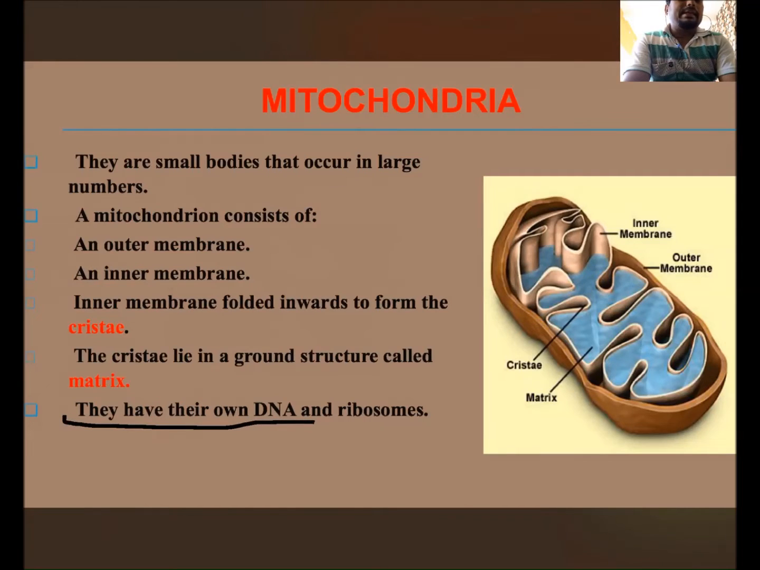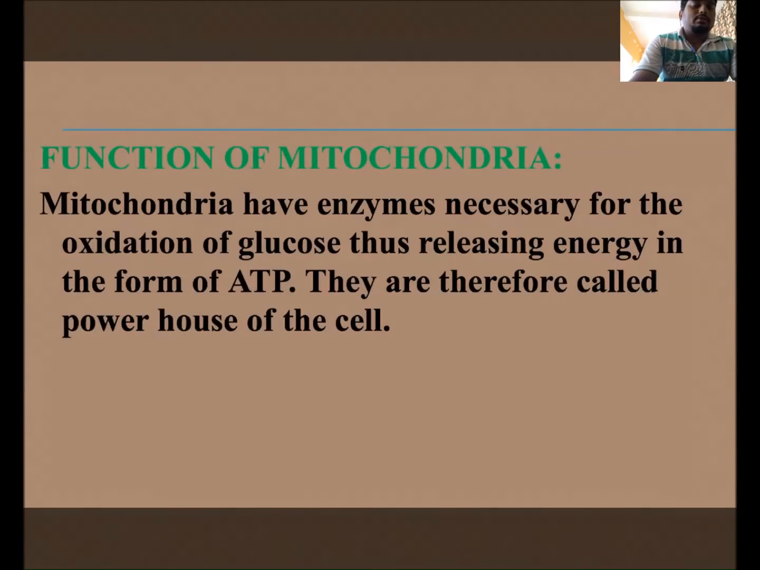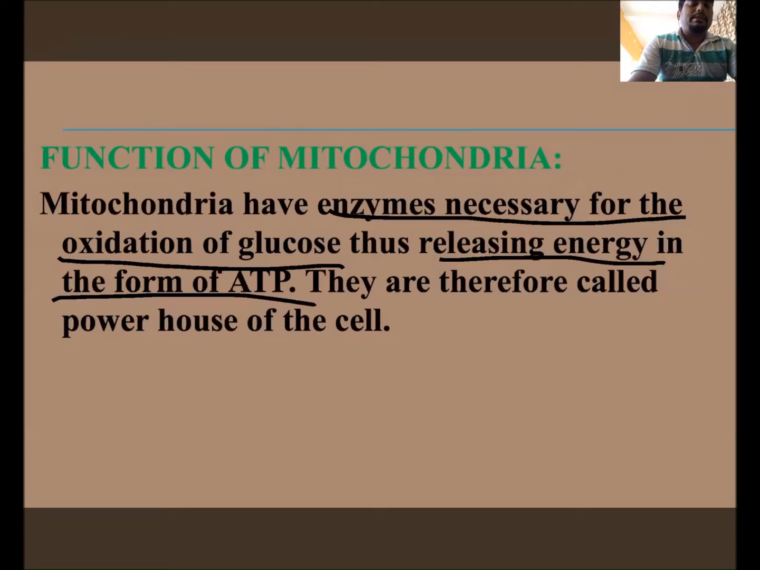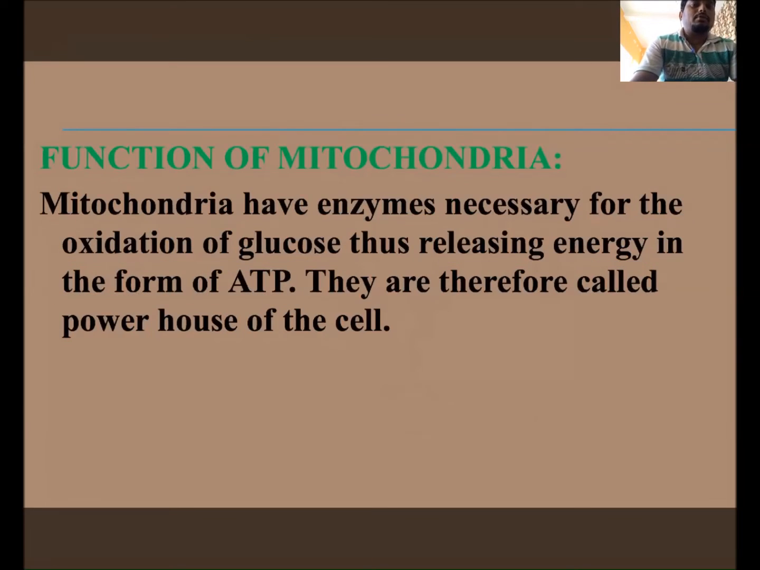They have their own DNA and ribosomes. Important, the mitochondria are semi-autonomous bodies. They are self-reliant, isn't it? Let us see the function of mitochondria. Already we have discussed. Mitochondria have enzymes necessary for the oxidation of glucose, thus releasing energy in the form of ATP, and they are therefore called the powerhouse of the cell.